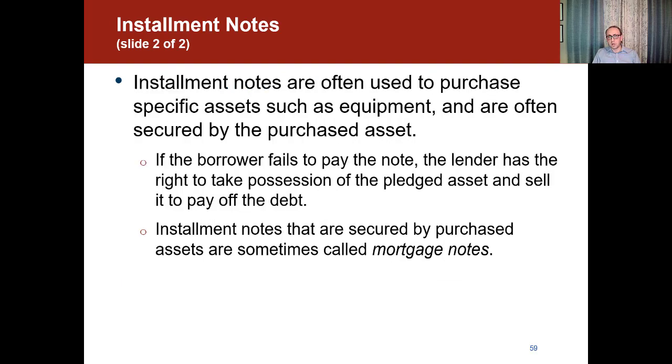So installment notes are often used to purchase specific assets, such as equipment, and are often secured by the purchased assets. So you usually have, like, a mortgage, for example, and there's a lien on the house. If we buy a car with payments, then we usually don't have the title of the car until we complete the payments for the car. So if the borrower fails to pay the note, the lender has the right to take possession of the pledged asset and sell it to pay off the debt. Installment notes that are secured by purchase assets are sometimes called mortgage notes.